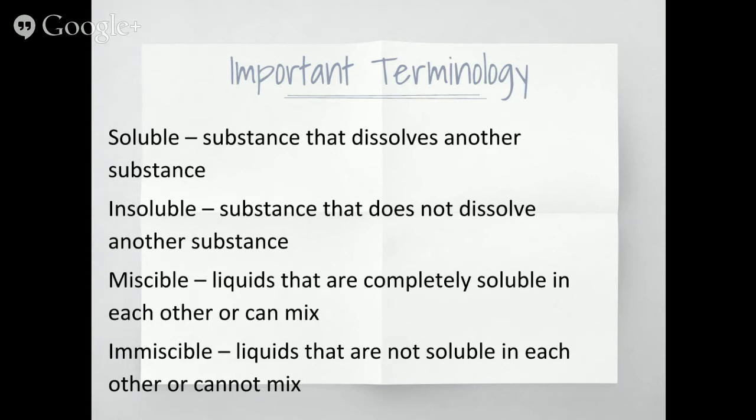Miscible is when we take liquids and they're completely soluble in each other or can mix, meaning you would not be able to tell the difference between them. Say my coffee and my creamer. Those are two liquids that I'm combining together and they can mix. Whereas something that is immiscible, these are liquids that are not soluble in each other. Say, for instance, your oil in your water, what you saw in lab last week.